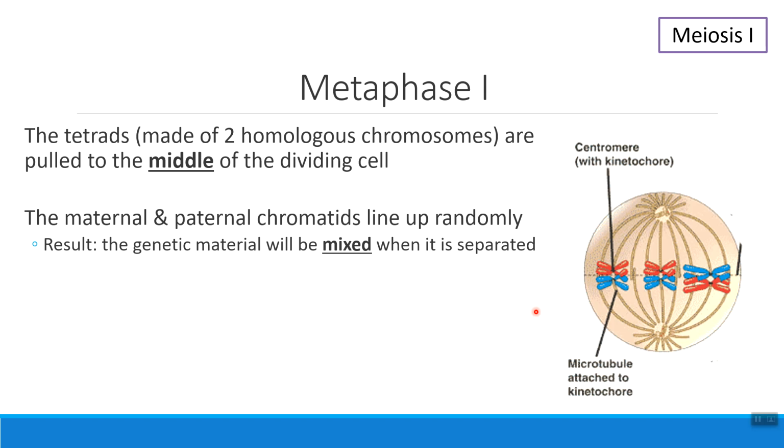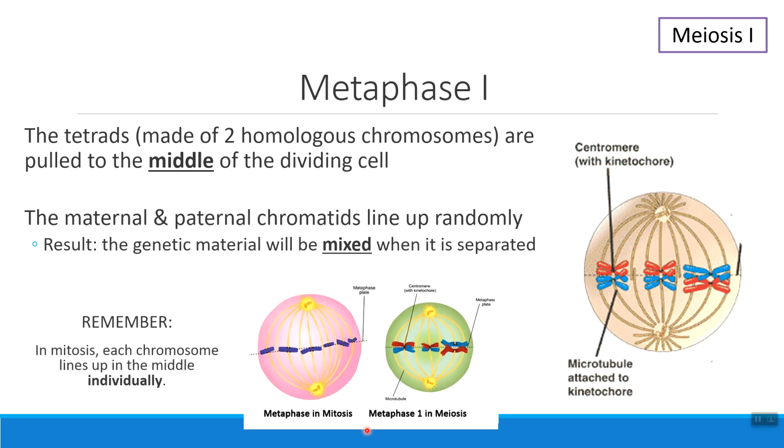Now here's a good time for me to take a moment to remind us about a difference between metaphase I in meiosis compared to mitosis. When we were doing the process of mitosis, in metaphase, each of my chromosomes lined up by itself in the middle of the cell. When we're doing metaphase 1, notice that my chromosomes are going to line up in their tetrads. They're going to be the groups of 2 chromosomes that are still attached to each other in the middle of the cell, in that metaphase plate.